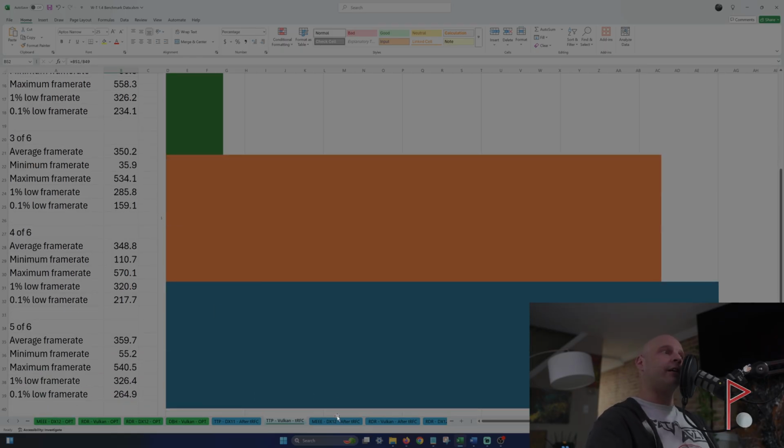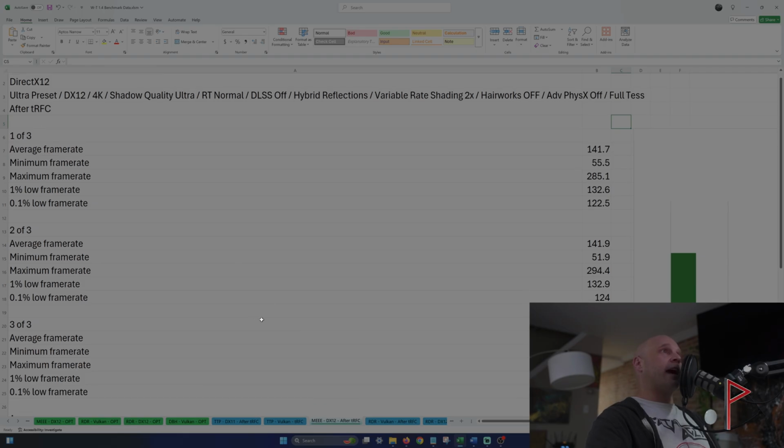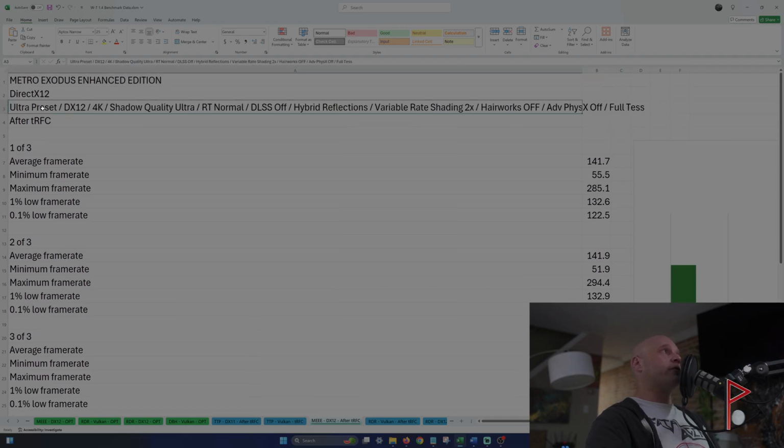And we're not done. Metro Exodus Enhanced Edition in DX12. Now, I wanted to show you all of these because there are a few more settings here. Shadow Quality Ultra. Now, this has a ray trace setting, which lets you go normal as the lowest setting. DLSS off. So when I said no ray tracing, okay, I lied. But this one only has the normal setting. You can't turn it off.